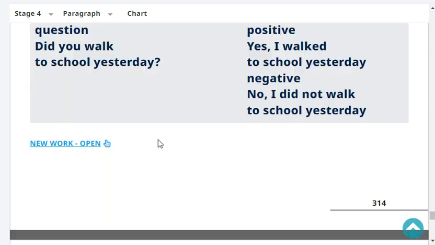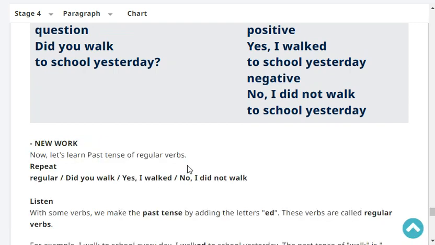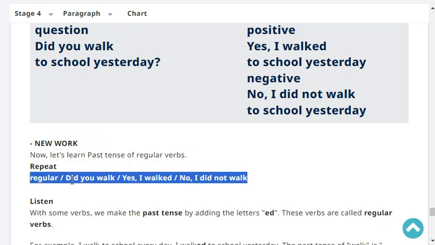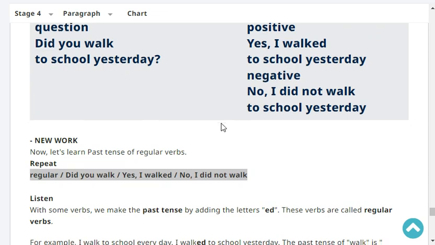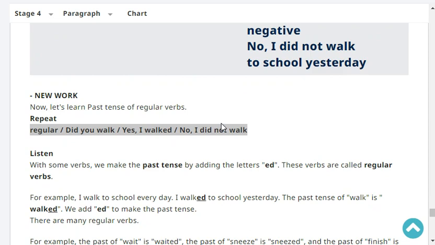Okay, so now let's talk about past tense of regular verbs. Okay, repeat regular. Did you walk? Yes, I walked. No, I did not walk. Okay, listen. With some verbs, we make the past tense by adding the letters ed. These verbs are called regular verbs. For example, I walked to school yesterday. The past tense of walk is walked. We add ed to make the past tense.